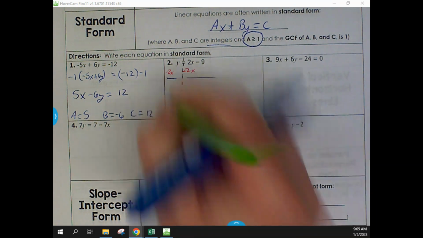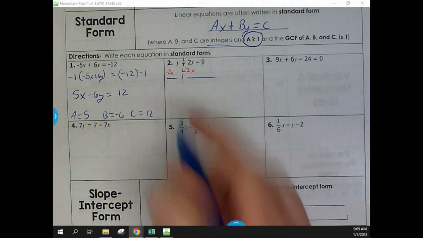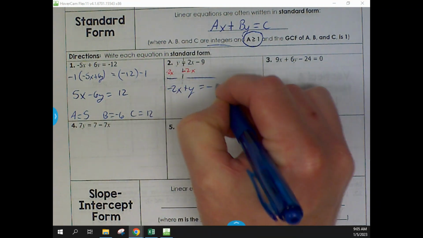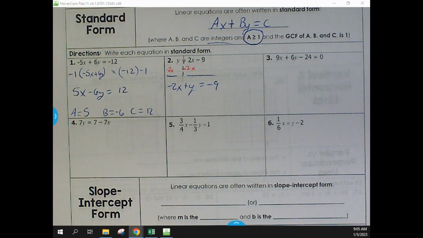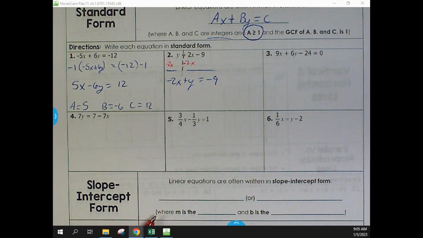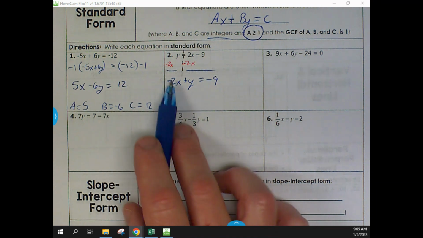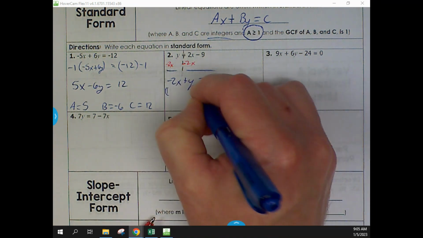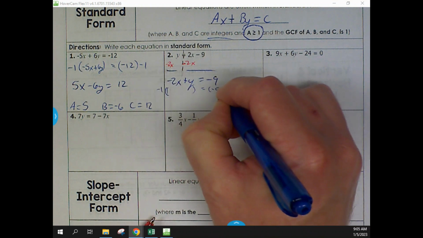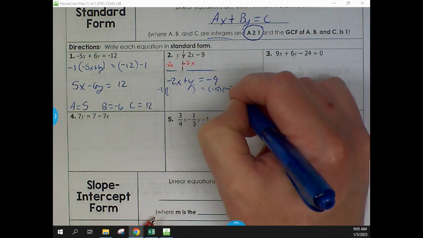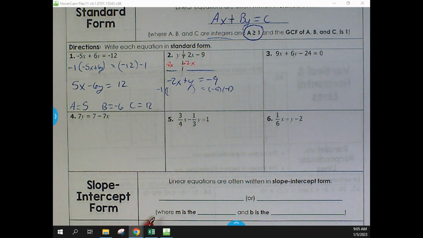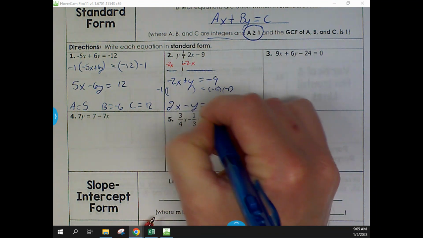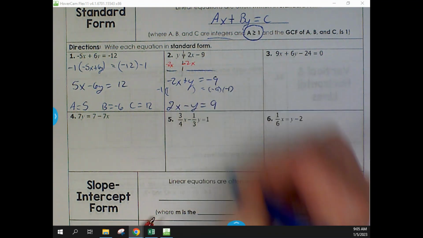Okay, so if we do that, that'll give us -2x. That would be a positive y, so plus y equals -9. And now that part looks a lot like the part we had here. We just need to change this first value from negative to positive, which basically means we're going to take everything here and multiply it by -1. Okay. And again, multiply by -1, the shortcut is you just change all the signs. So I'd make that 2x minus y equals 9.